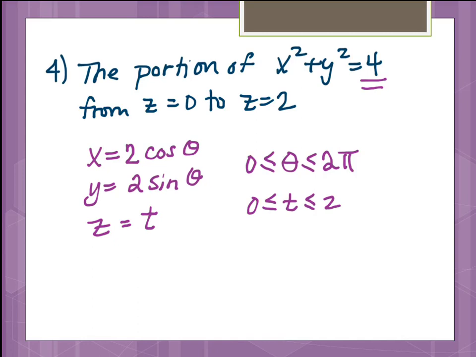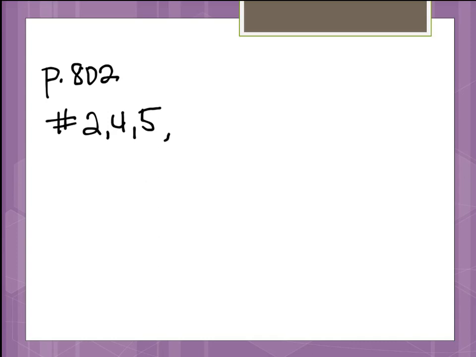All right. This is all we're going to do in this section is these two ideas, okay? So I'm going to give you the homework set now. This is page 802. 2, 4, and 5, those are going to be ones we're going to sketch. So there's just 3 for sketching. And then 18, 20, 22, and 24 are going to be parameterizing.